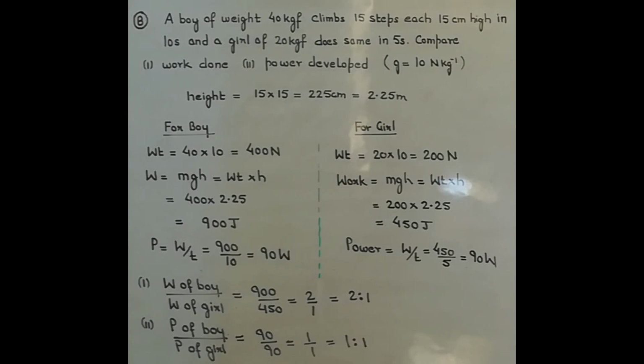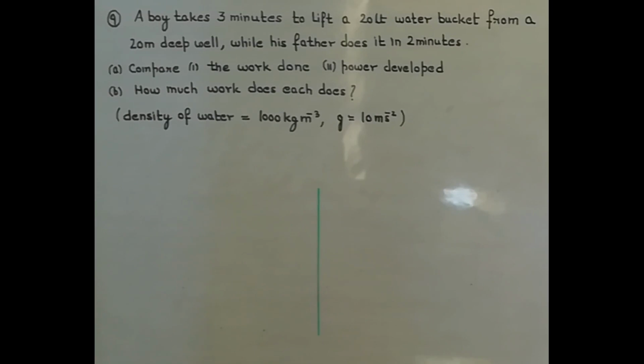So you can pause and note it down now. Question number 9 says, a boy takes 3 minutes to lift a 20 liters water bucket from a 20-meter deep well, while his father does it in 2 minutes. Now, as the statement of the question says, both are doing the same work. Both are lifting 20 liters water from a 20-meter deep well. So they are doing the same work.